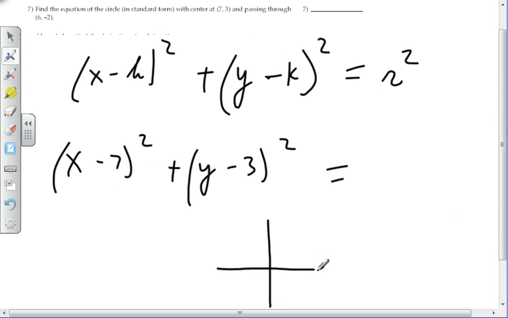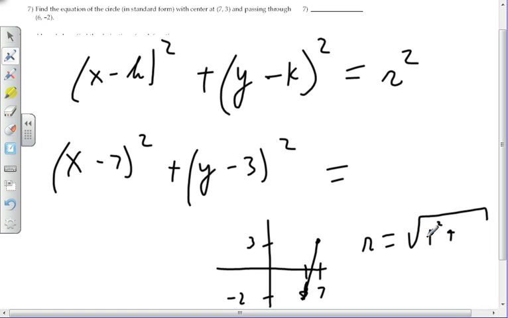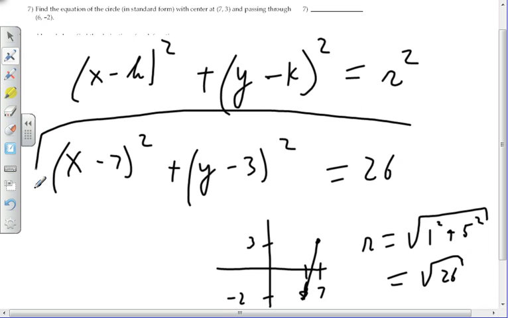Okay, so I make a coordinate axes, and my center is at 7, 3, and I'm passing through a point 6, minus 2. Okay, so I want to know how far that is. So r is going to be square root of 1 squared plus 5 squared, square root of 26. Square it, and that'd be a 26, and that would be my final answer.